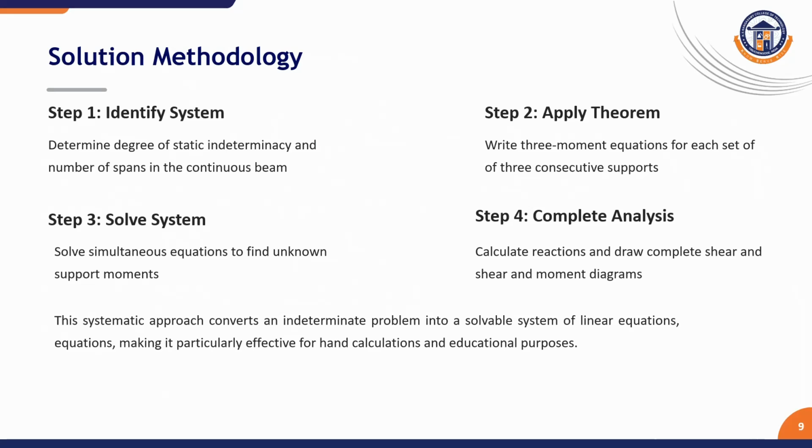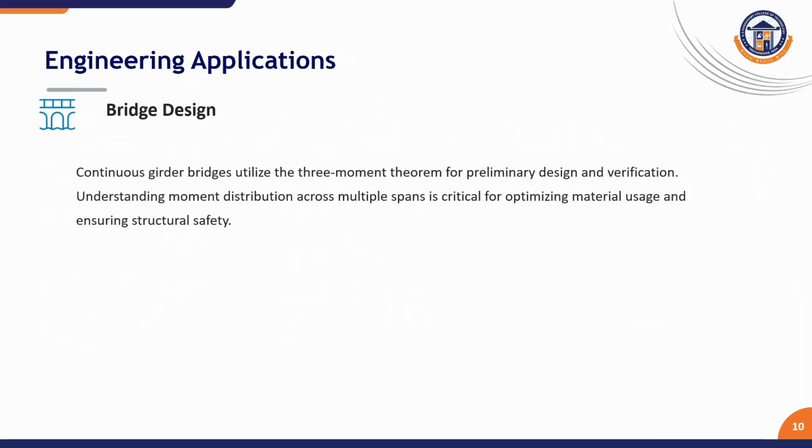The solution methodology. The solution procedure using the three moment theorem follows four systematic steps. First, identify the system, that is, determine the number of spans and the degree of indeterminacy. Second, apply the theorem, that is, write the three moment equations for each set of three supports. Third, solve the equations, that is, solve the simultaneous equations to obtain the support moments. And fourth, complete the analysis, that is, calculate the reactions and draw the shear force and bending moment diagrams. This step-by-step approach makes the theorem ideal for hand calculations and academic learning.